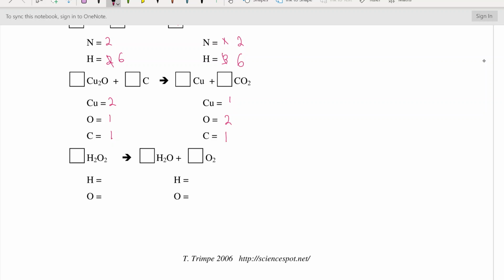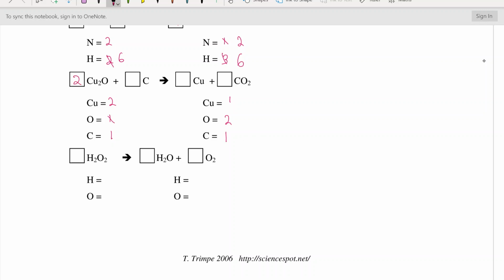So what I'm going to do is start by picking one of my elements that's not balanced. I'm going to pick oxygen just because it looks like oxygen is bound to both copper and carbon. So I'm going to pick the one that's bound first instead of the ones that are by themselves first. It's a little trick I find that really helps with the balancing process. So here on the left side I have 1 oxygen, so I'm going to multiply that by 2.